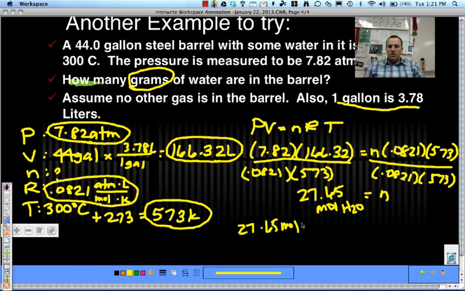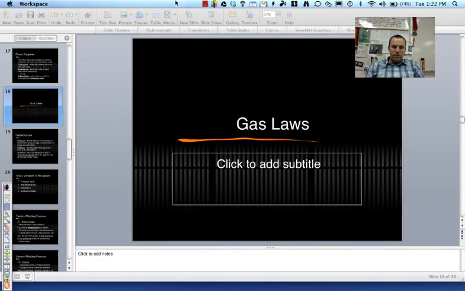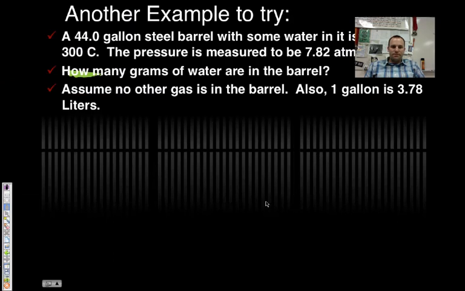27.65 moles of H2O. We know how to go from moles of water into grams of water. 1 mole is equal to 18 grams. So times 18, and you get 497.7 grams of water. There's your final answer. Okay, did you get that right? I hope so. Not too bad. So far, so good.